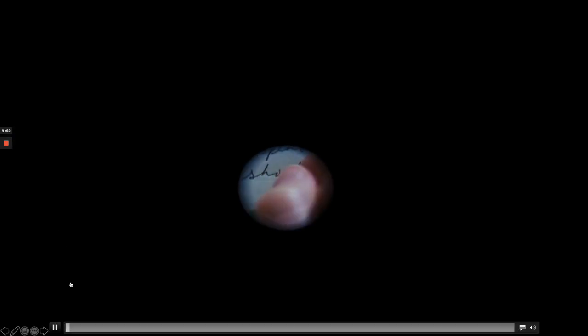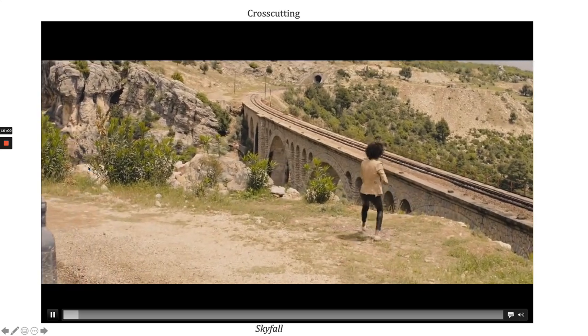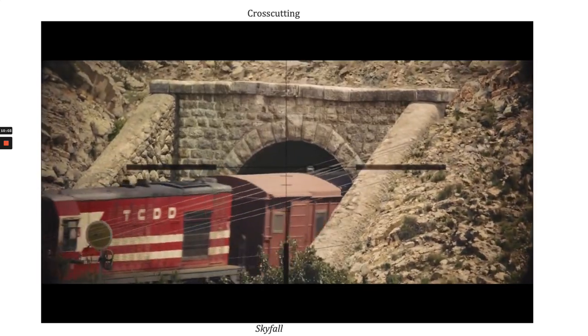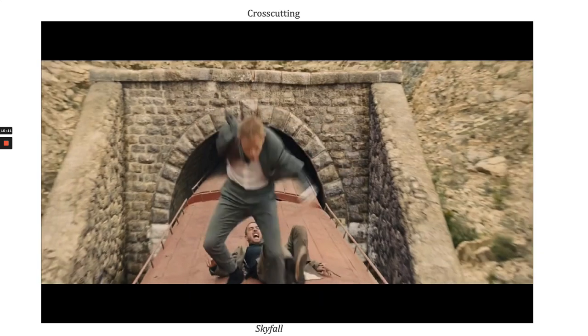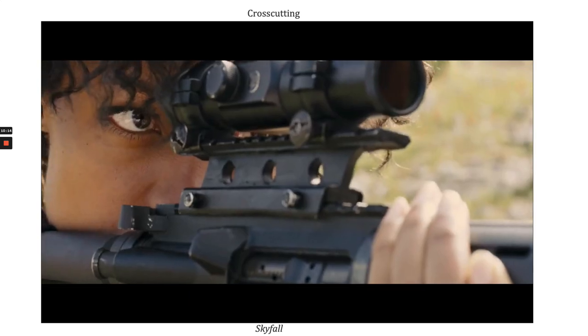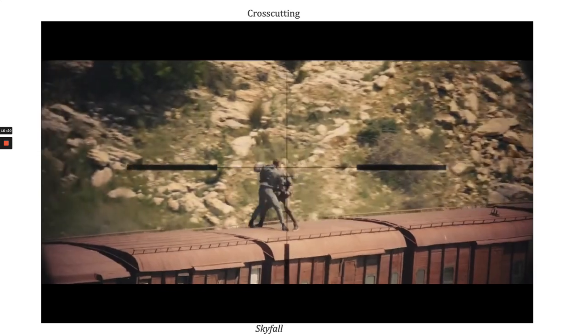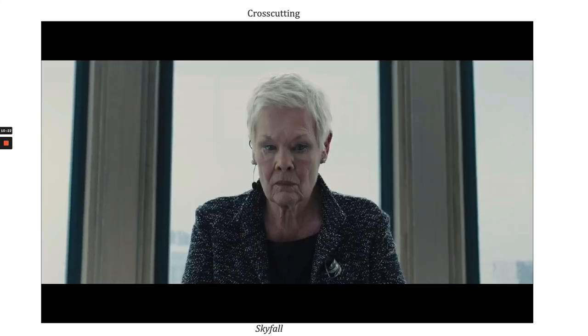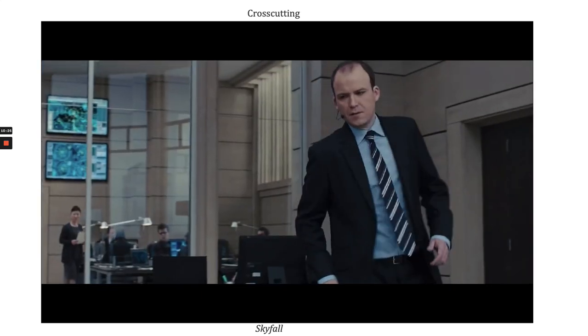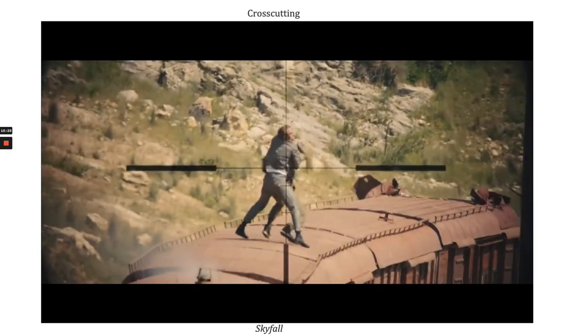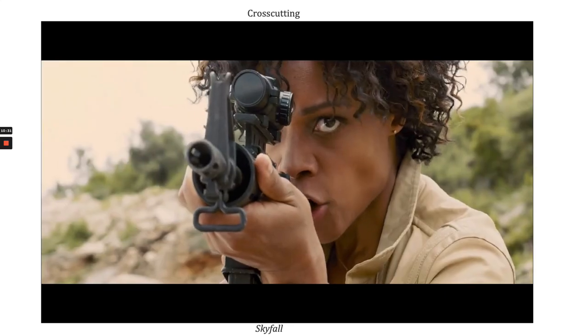I think this one is... No. This one is cross-cutting, Skyfall. Cutting back and forth between action occurring at two or more locations that happen at the same time. So here you have James Bond, who's fighting the villain on top of a train, and then you have, I think her name is Q, that's going to have a shot to try to take out the villain, and then you have action occurring across the world over in London with M, who's listening to the action.